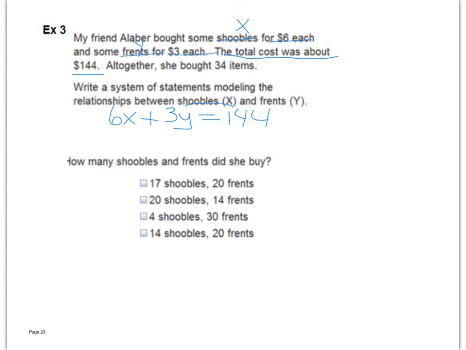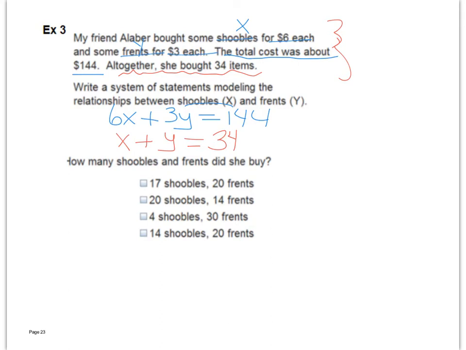Now this part is a separate equation. That makes 2 equations in one problem. That makes it a system. Now this is a system of relationships that you can write as equations so that we can do math with them. All right, so the total cost is $144 altogether. She bought 34 items. So in other words, all her shoebles plus all her fronts gives her 34 things. So she might have bought 14 fronts and 20 shoebles. She might have bought the opposite direction.